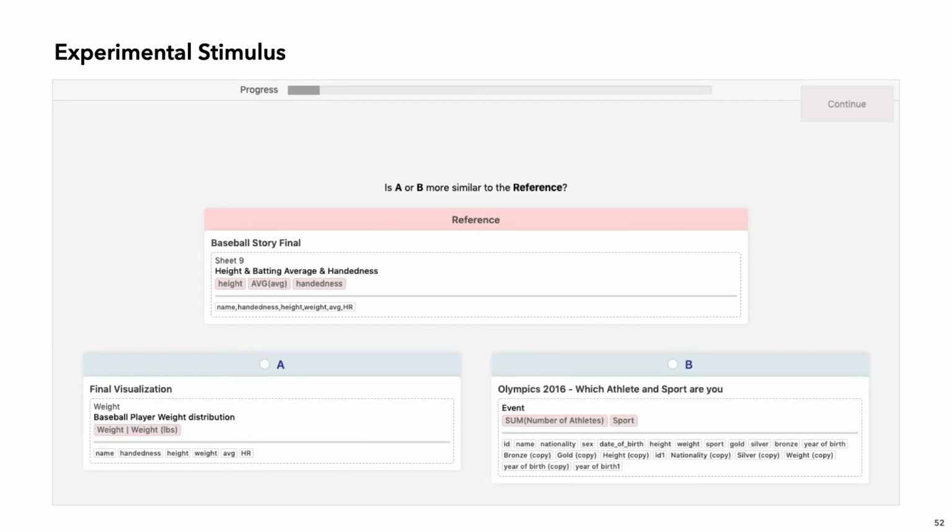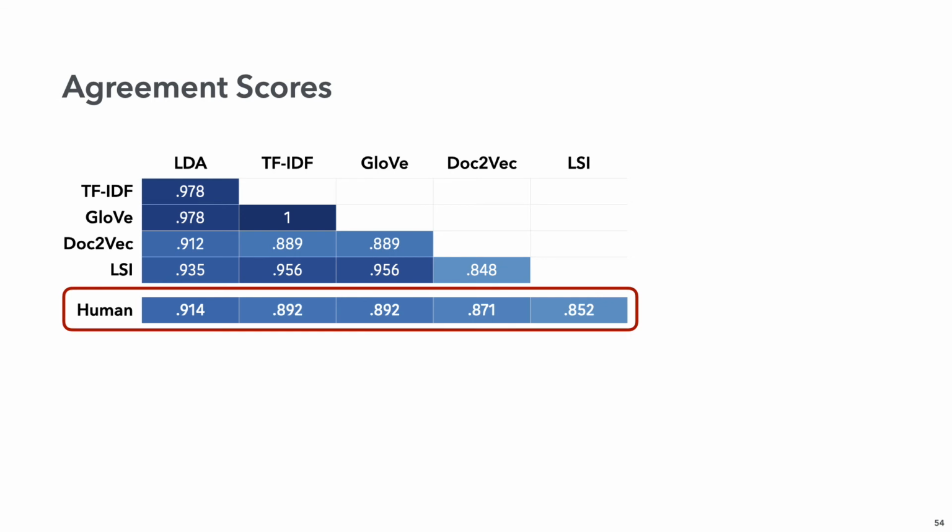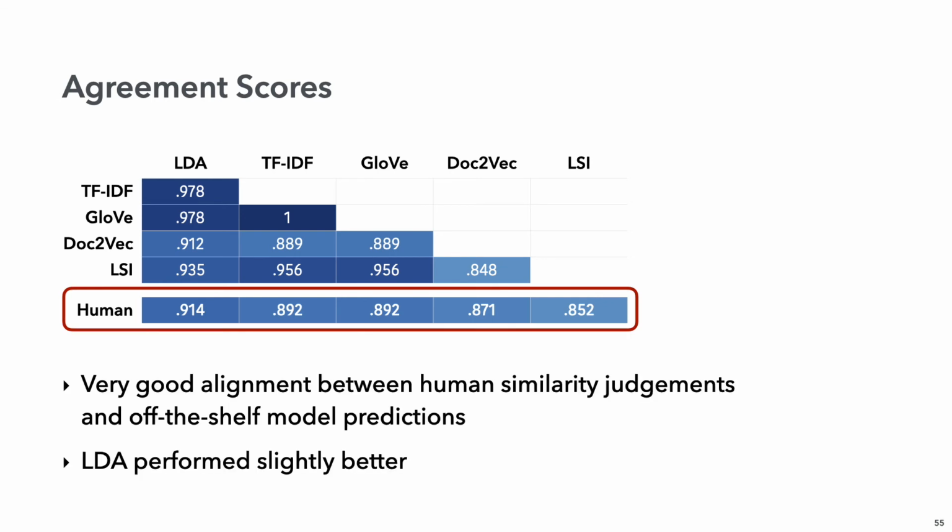Each participant rated 47 of these triplets, and we manually verified that the text is understandable and doesn't use extensive domain-specific terms. After the study, we computed agreement scores. Most relevant is the agreement between the participants and the models. On a scale from 0 to 1, the agreement is very high for all models. We observe a very good alignment between human judgments and off-the-shelf model predictions. All models achieved high agreement scores.